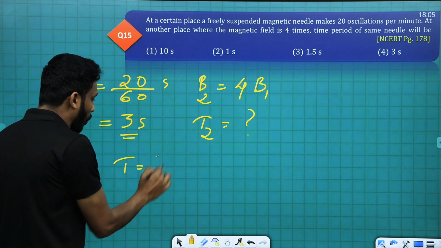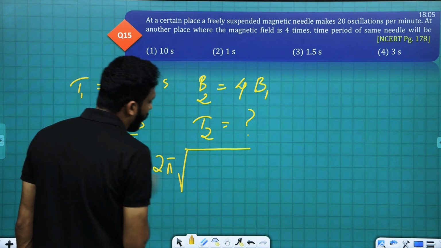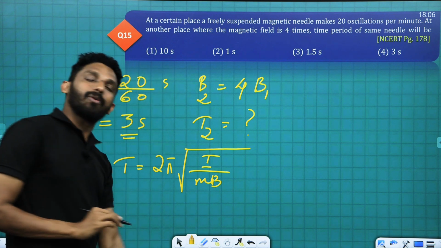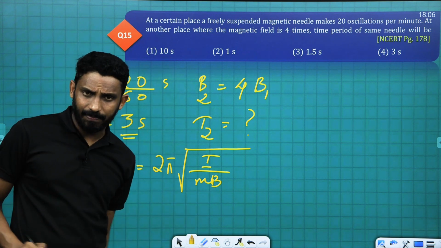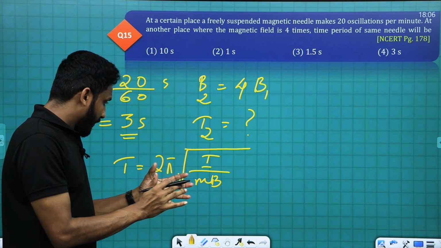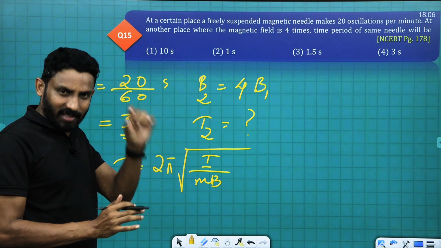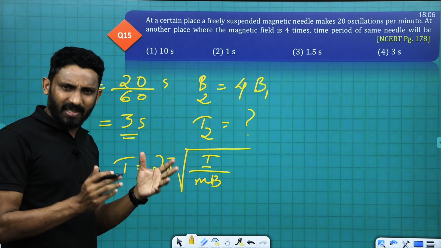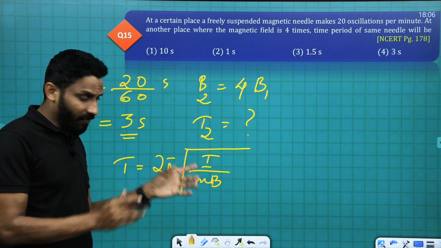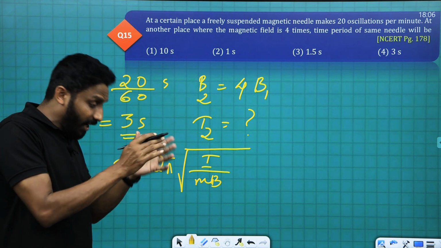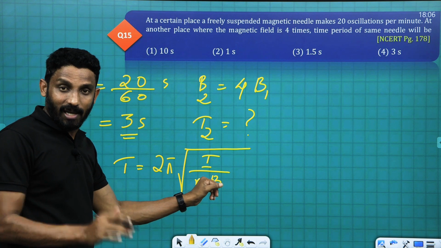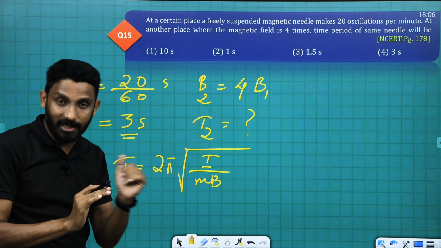What is the equation of time period of the magnetic needle in a uniform field region? T is equal to 2 pi into root of I divided by MB. We have written this earlier. Now, in this question, the magnetic needle is the same, so its moment of inertia is the same and its magnetic dipole moment is the same. We are placing this magnetic needle in 2 different fields, so we are changing the magnetic field intensity. Accordingly, the time period is also changing.